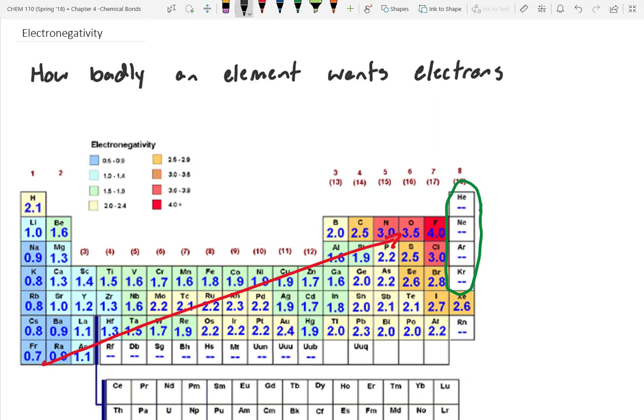So for the next exam, I want you to memorize this table, and then I'm going to quiz you on it. That's a joke.